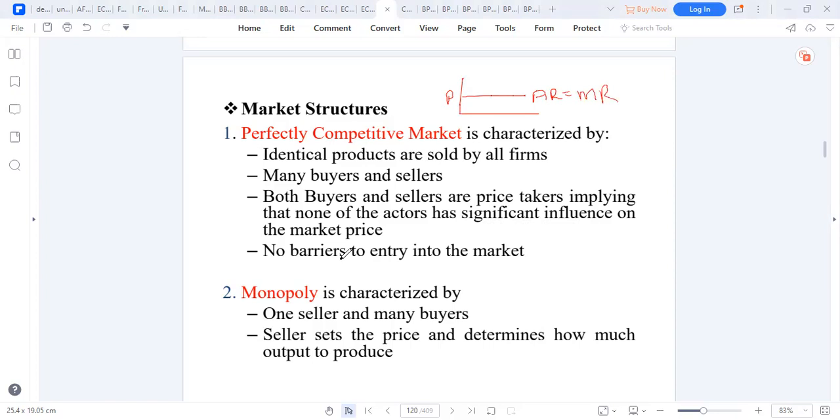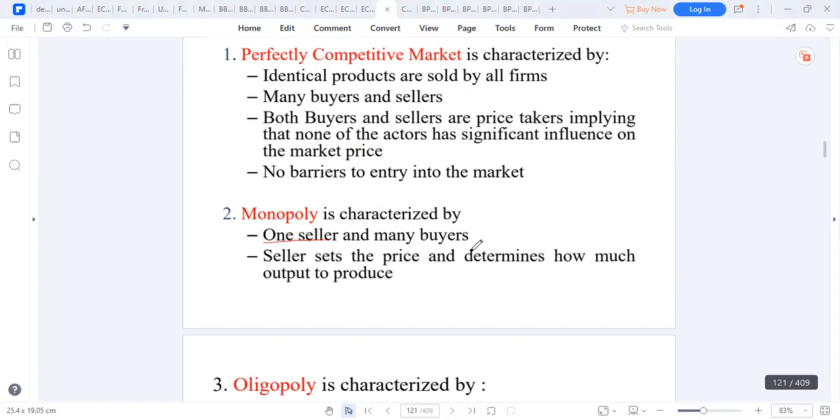Then we have a monopoly, which is characterized by one seller and many buyers. Here the seller determines how much to produce and for whom. These firms make abnormal profits in the short run and are price setters, and they make decisions making demand inelastic. The demand curve is downsloping, and the marginal cost and marginal revenue meet to maximize the profit.